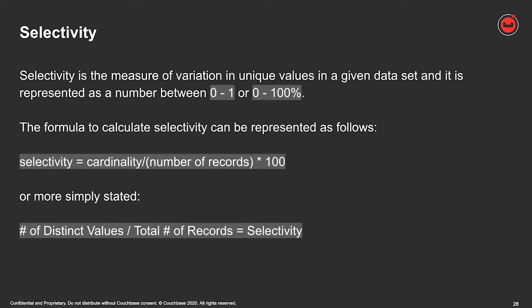Along with cardinality, we have selectivity. Selectivity is used to measure the variation in unique values across a data set. A bucket is a data set. An index is a data set, right? It's a smaller subset of your data. A query is a result set. A query result set is a data set. And we can use selectivity to calculate the performance, good or bad. And we roughly calculate selectivity as the number of distinct values divided by the total number of records.